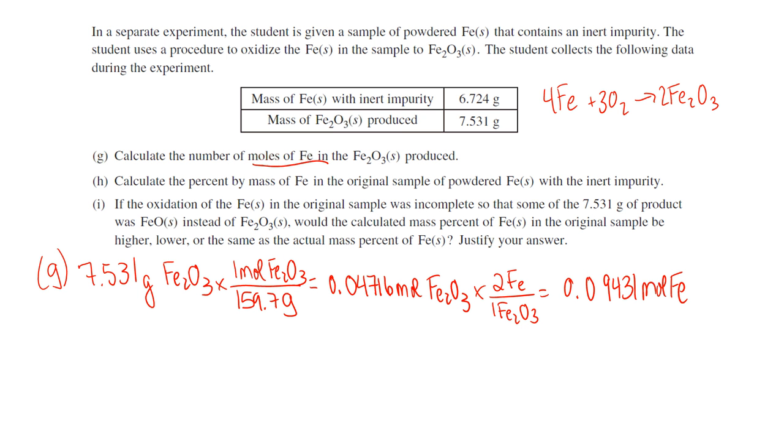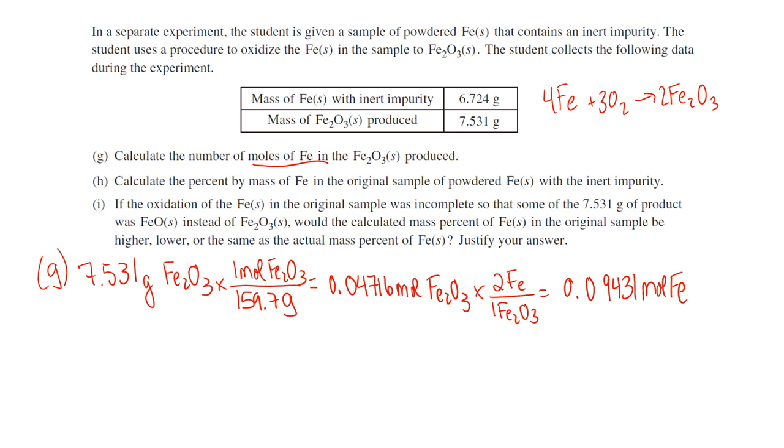Another strategy, if you're interested, and I posted this in the scoring guidelines so you could check, you could also use mass percent. You could figure out the mass percent of iron in iron oxide, and from there determine how many grams of iron you had and convert grams of iron to moles of iron. So that would also work there.